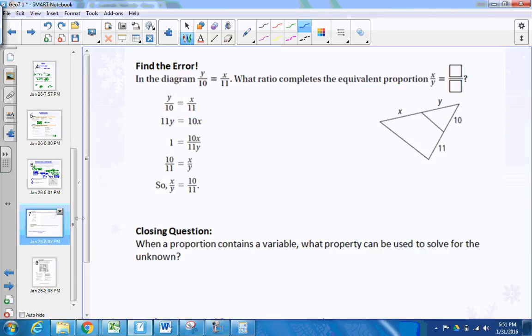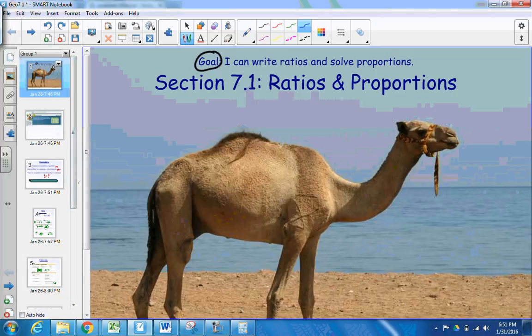Answer the last two closing questions if you will, and think back at what you learned, what maybe you struggled with. For this goal, I can write ratios and solve proportions.